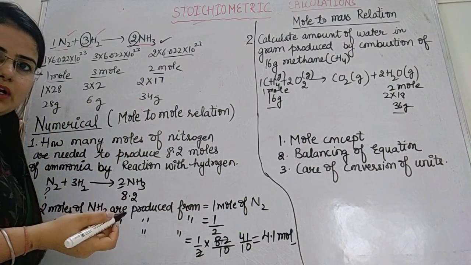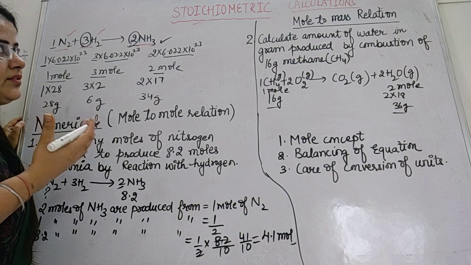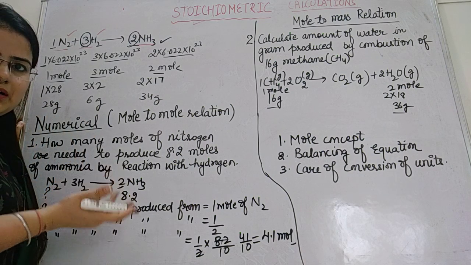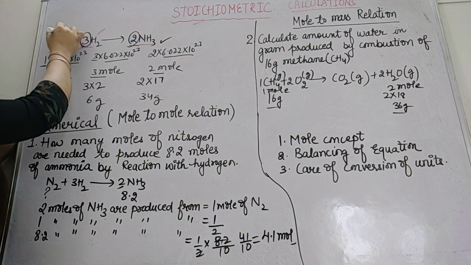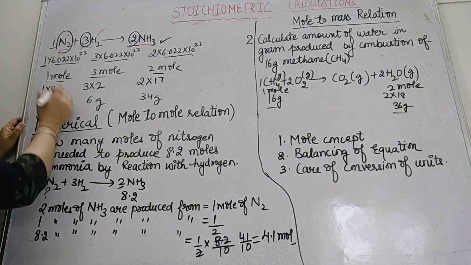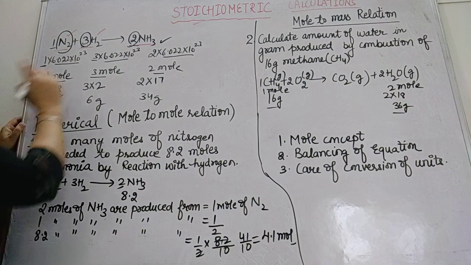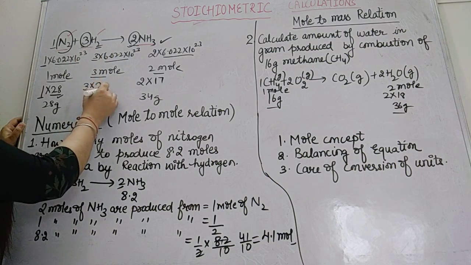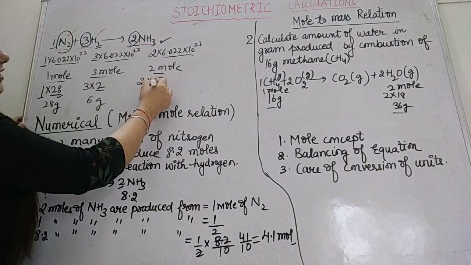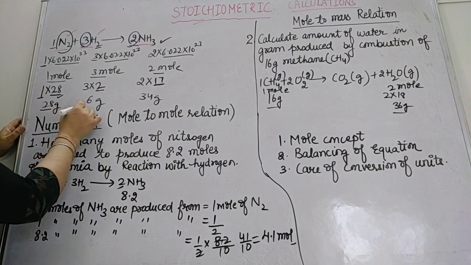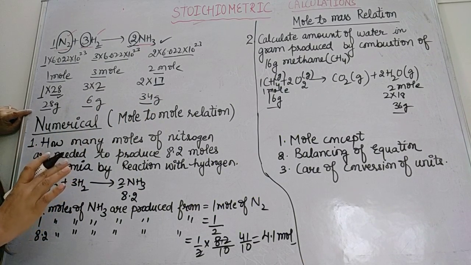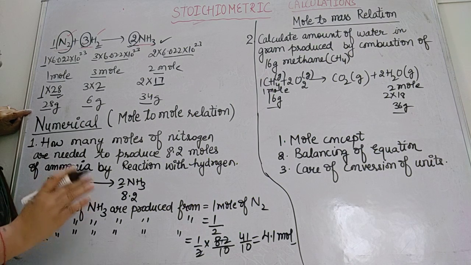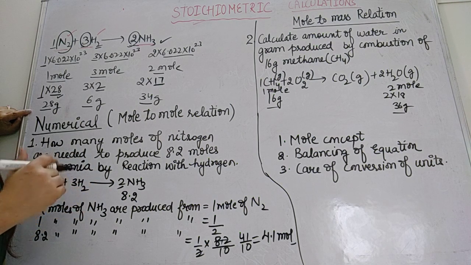Now how can you correlate this number of moles with the mass, right? You will say 1 mole multiplied by the mass of nitrogen, as 2 nitrogens are there, 28 gram. Then hydrogen, 2 hydrogens are there, 2 gram. Then ammonia is 17 gram. So it will become 28 gram, 6 gram and 34 gram, right? So these are the stoichiometric calculations which correlate the mole with the mass.